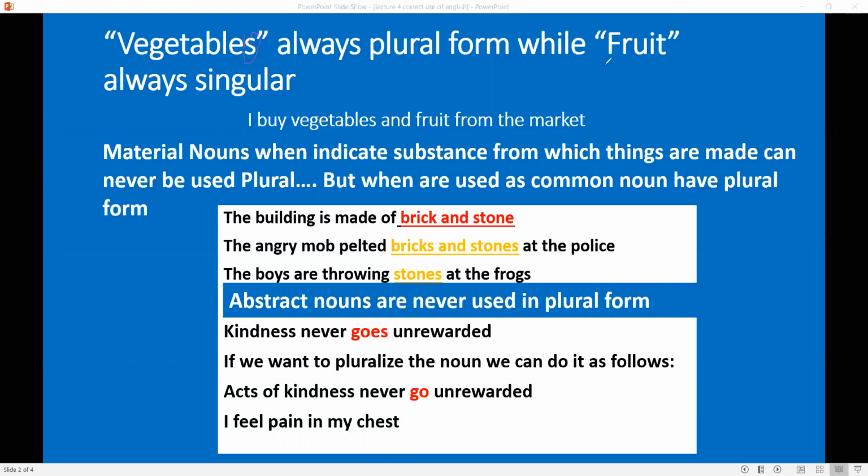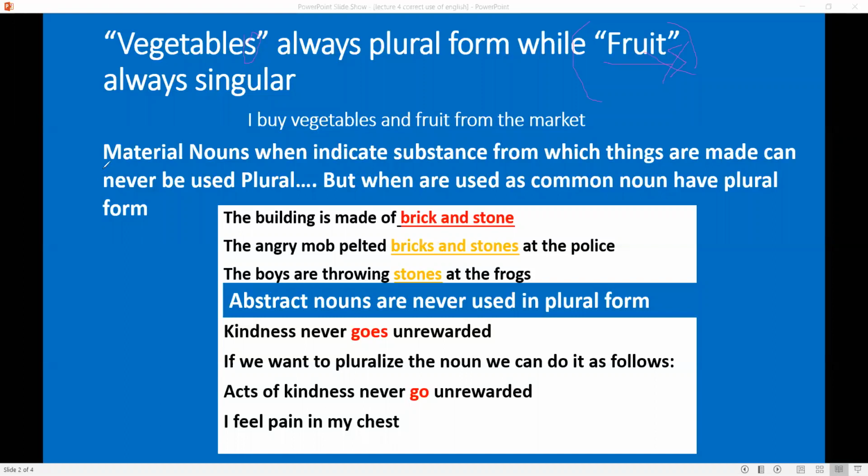And fruit is sometimes spoken as fruits by people. So fruits with S is wrong in writing as well as in speaking. In form, it always comes singular. I buy vegetables and fruit from the market.